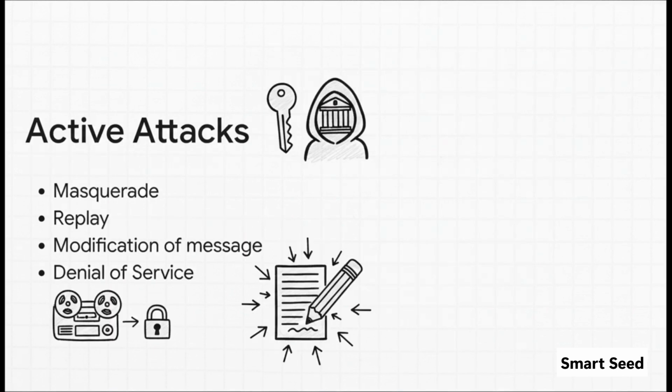Active attacks, on the other hand, are just so much more aggressive. An attacker might masquerade as your bank to trick you into giving up your password. Or they could do a replay attack, capturing an old login of yours and just reusing it. They could directly modify an email to change an order you made. Or even launch a denial of service attack. That's when they flood a website with so much junk traffic that it completely shuts down for everyone.